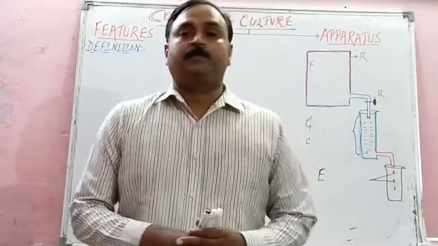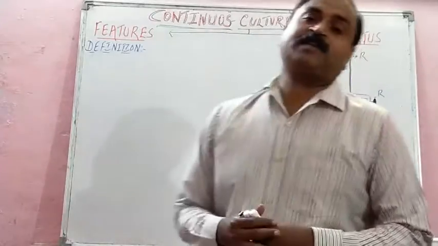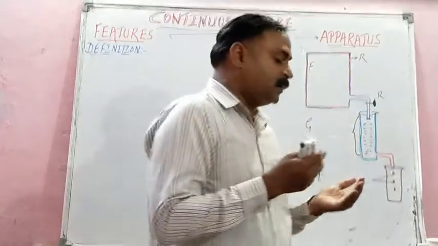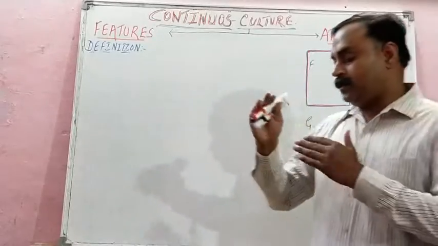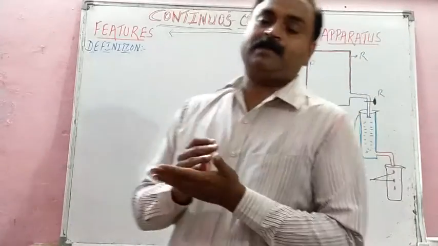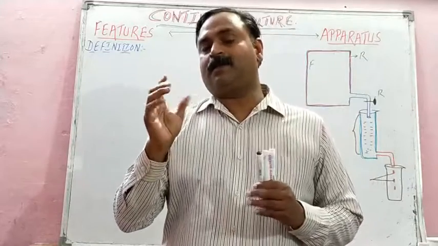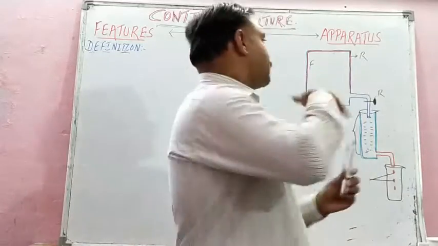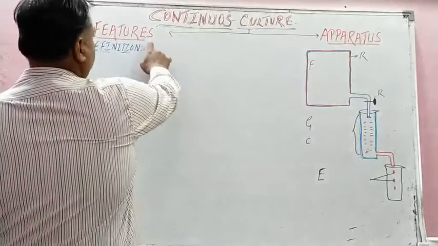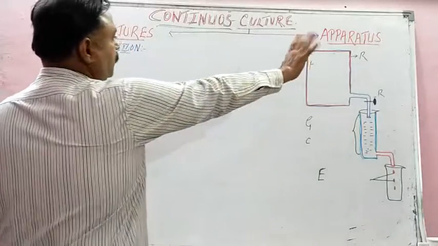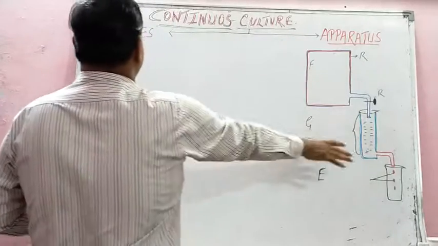Hello children. Now we are studying continuous culture. Just opposite to what? Just opposite to your batch culture, isn't it? Batch culture was a culture of cells in a closed system. Now it is just opposite. So we are studying features and this apparatus. This apparatus is called a chemostat, isn't it?